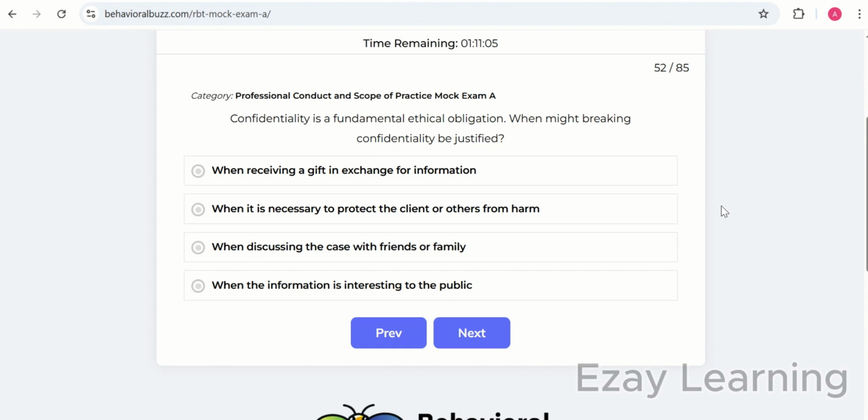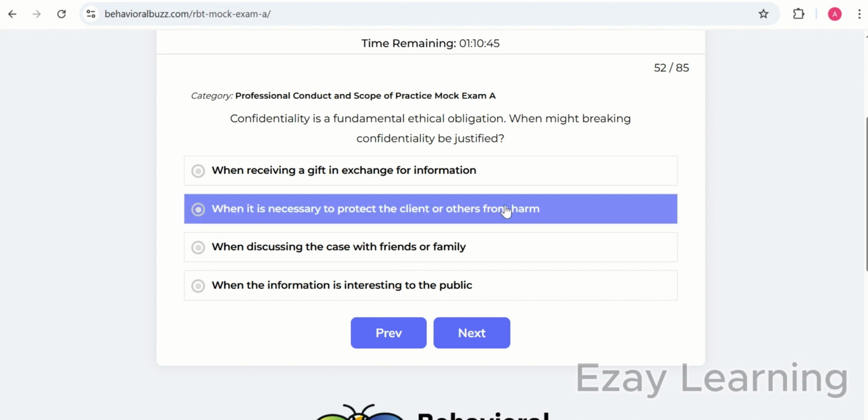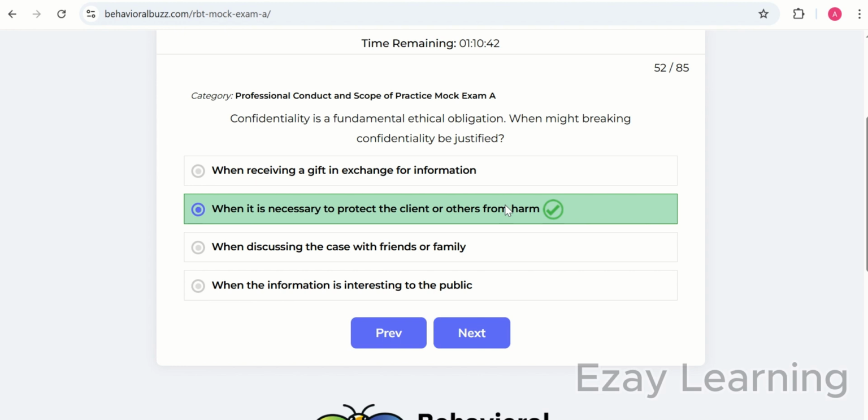Confidentiality is a fundamental ethical obligation. When might breaking confidentiality be justified? When can you break confidentiality? When can you share the information with someone? When it is justified. Basically, when it is necessary to protect the client or others from harm, like when it is self-injurious or when it is harmful for others, then breaking the confidentiality is justified, but only to the relevant people.